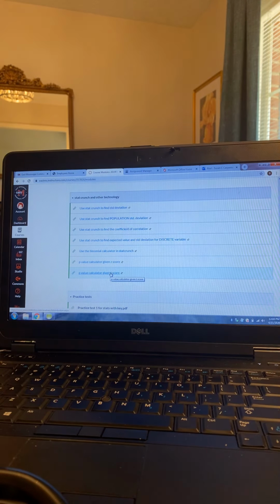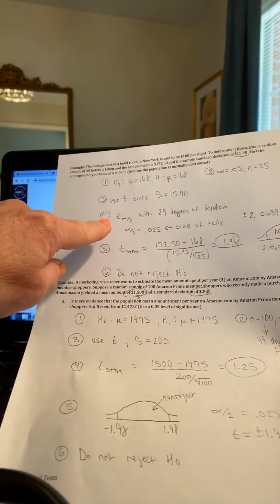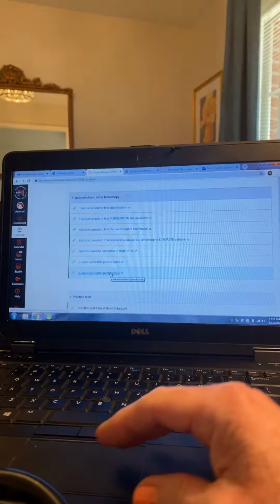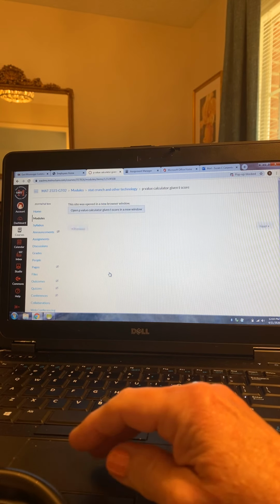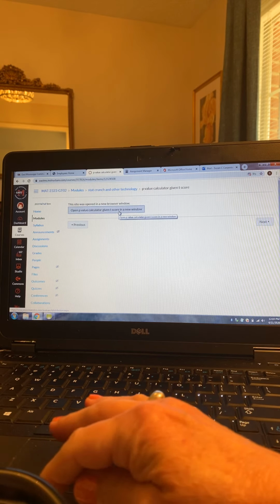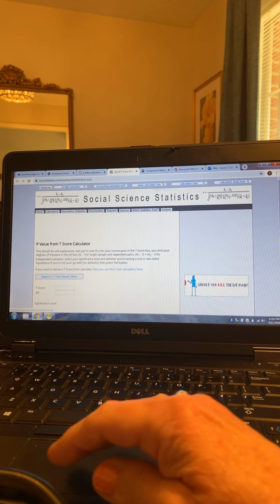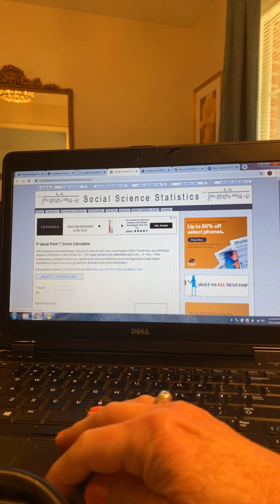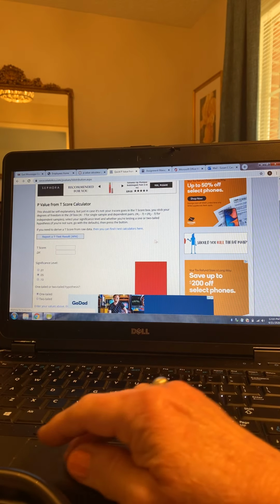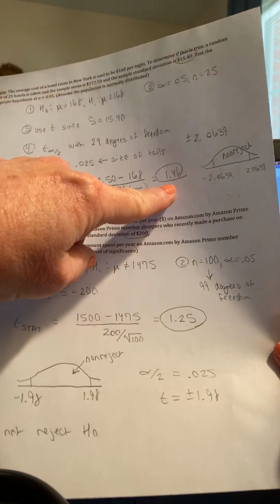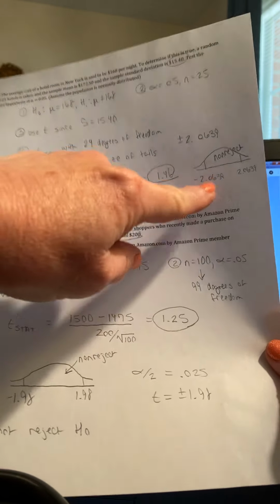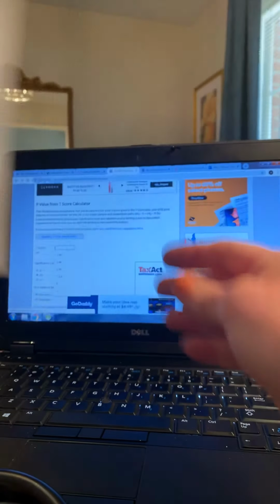So on the last example here about the hotel room in New York, let's just do that one. It was a t. So you've got one for t or z. And on the t-score, you need to put in this number here. Okay, not this one here, the one you calculated.